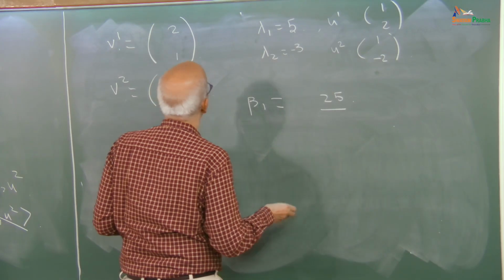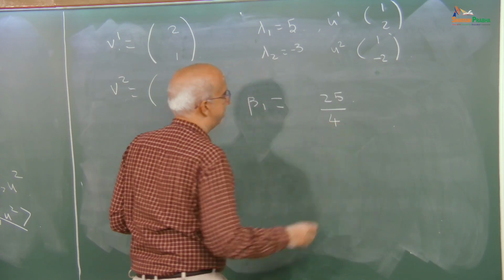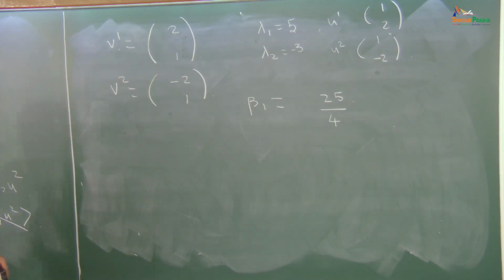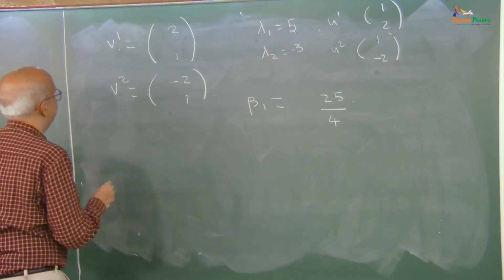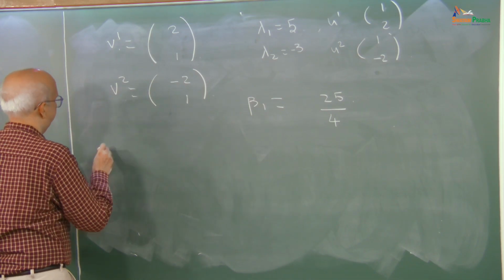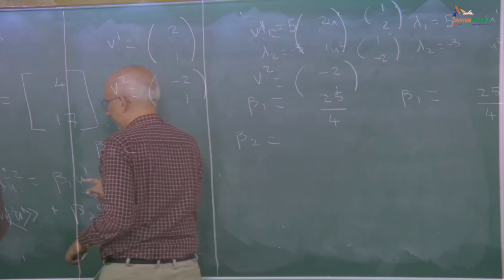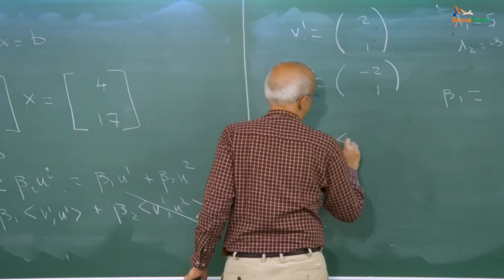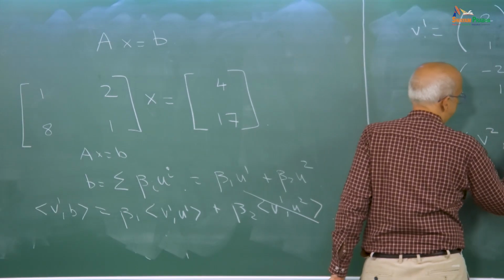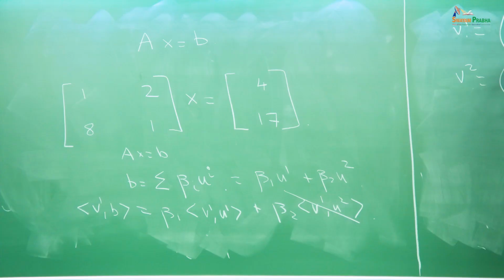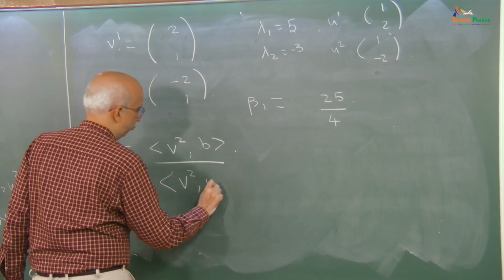Two and 2, 4. Is this right? That is beta 1 for you. And what about beta 2? Similarly, beta 2 will be the inner product of V2 with B divided by the inner product of V2 with U2.